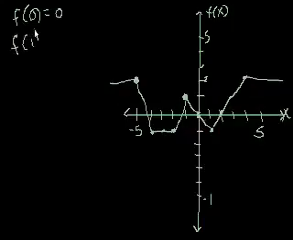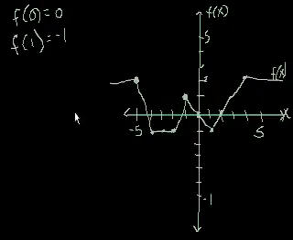F of 1 is equal to, well, we go to x equal to 1, and we just see where the chart is. Well, it equals negative 1, right? I think you get the idea. This isn't too difficult, but this is a function definition. So we've defined this graph right here as f of x, right?